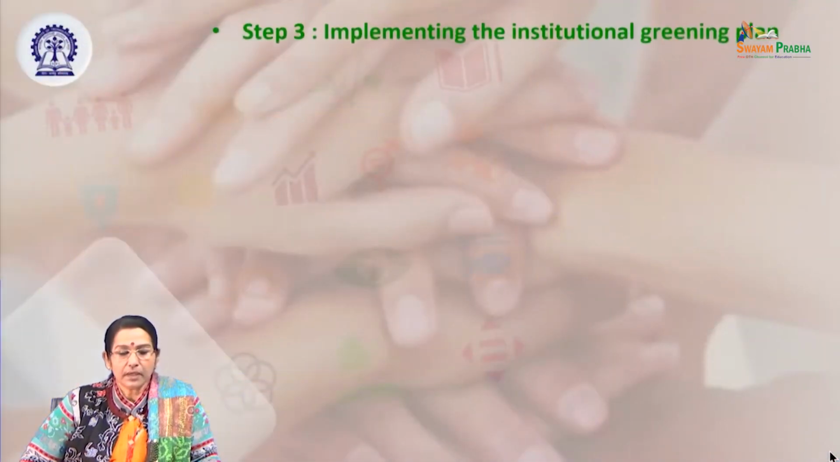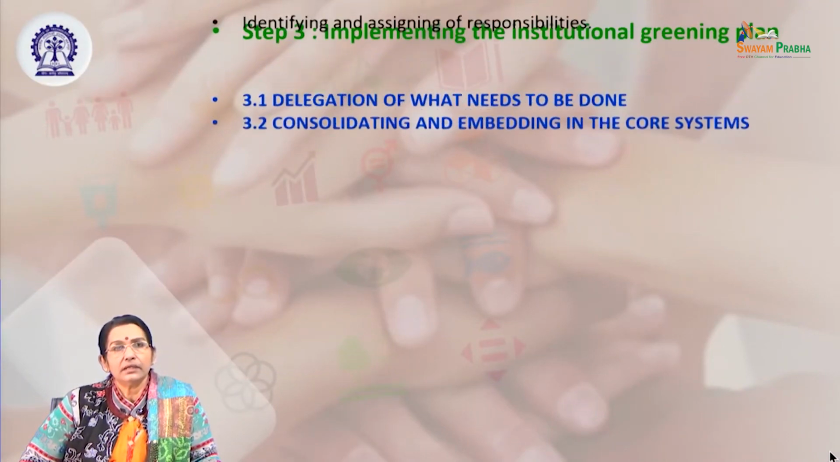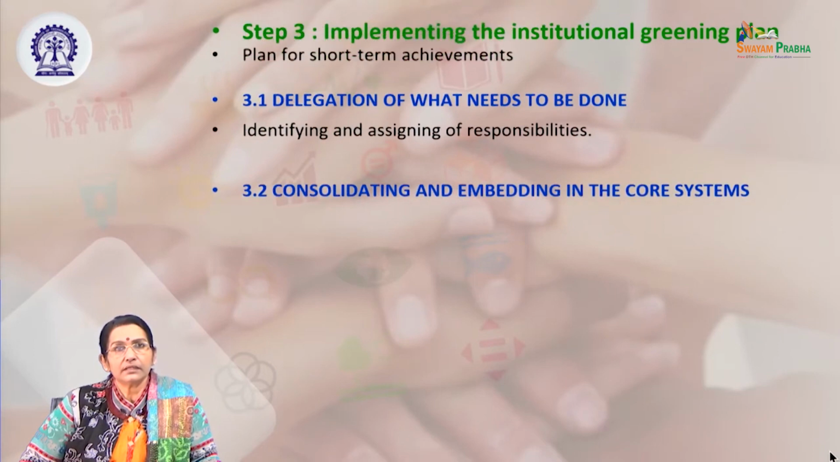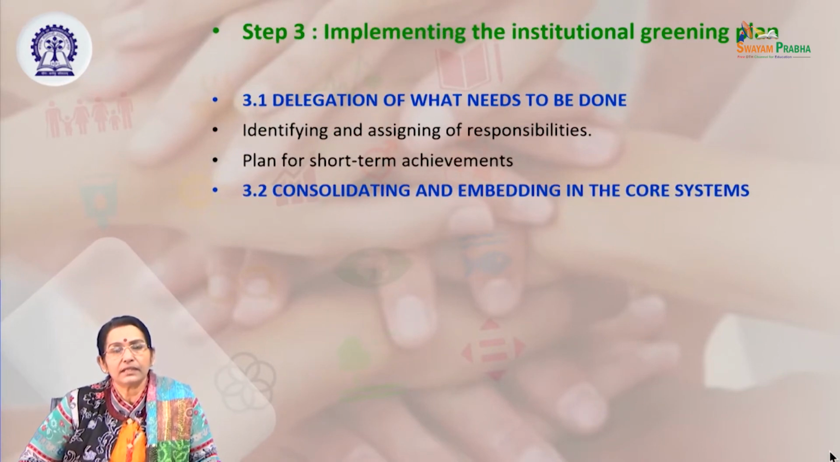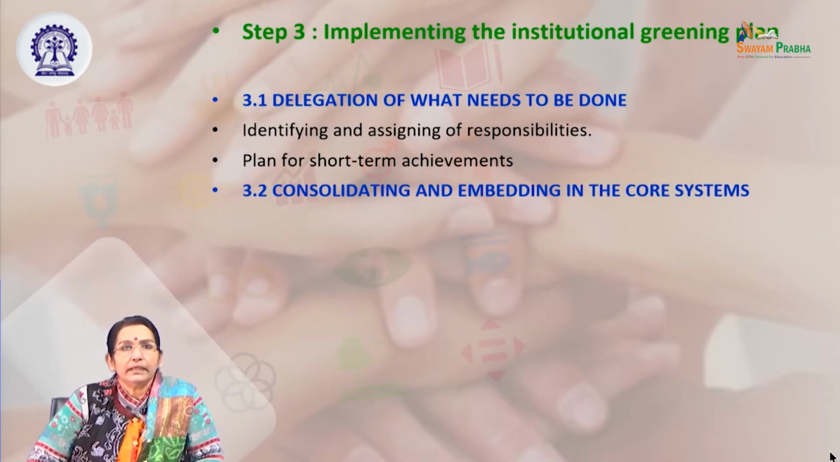The third step is implementing the institutional green plan. In the earlier discussion we already discussed how to design a plan of strategy, actions, etc. Now we are going to the third step, which is to implement these things. How do we implement this institutional green plan in a proper way?